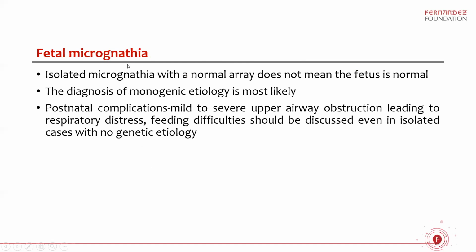So fetal micrognathia, when it is isolated and we do microarray, if it is normal, we cannot tell that the fetus is completely normal without a genetic diagnosis. Sometimes monogenic etiology is most likely, because in isolated fetal micrognathia, the minor abnormalities which cannot be detected in the scan can be found after the baby is born or after the couple terminate the pregnancy. So fetal autopsy evaluation would give some clues to the diagnosis in such cases.